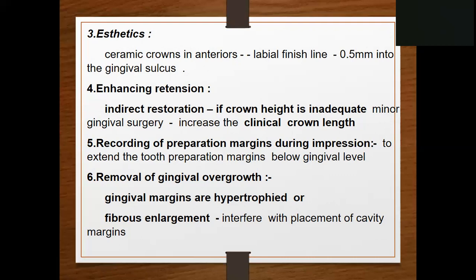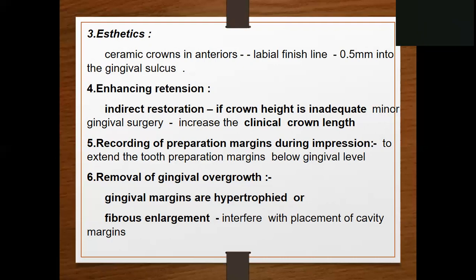Recording of the preparatory margins during impression. This is also mainly concerned with the anterior region, because if we have extended the restorative margin or the prepared tooth margin subgingivally, then the recording of that margin should be perfect. For that, the retraction of the soft tissue has to be done. Then the sixth indication is the removal of the gingival overgrowth.